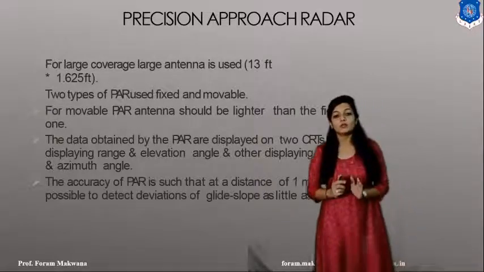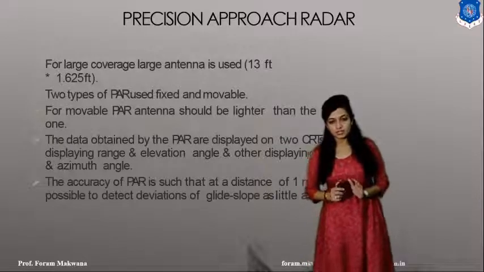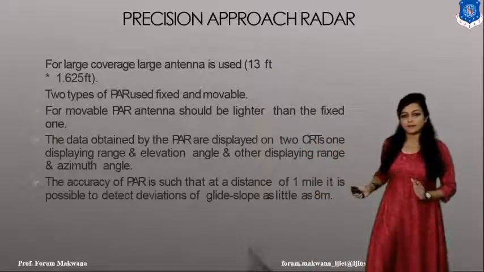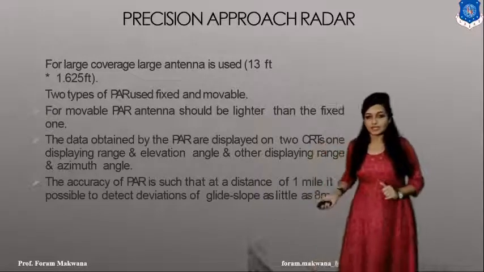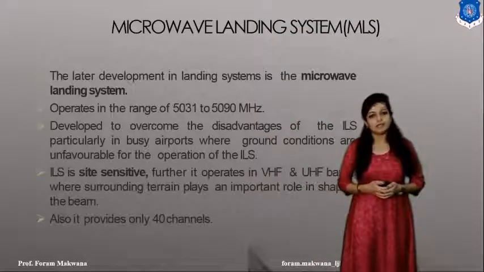Alright. So the accuracy of PAR is such that up to a distance of 1 mile, it is possible to detect the deviation of the glide scope as little as up to 8 meters. Okay.